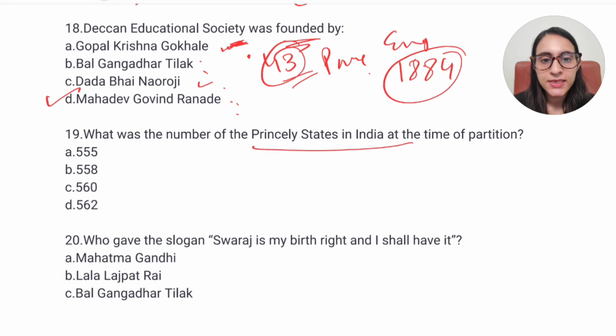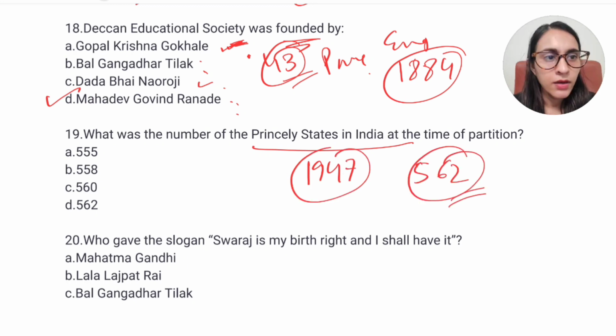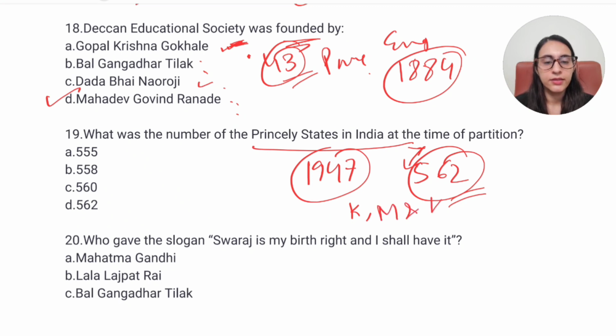What was the number of princely states in India at the time of partition? So at the time of partition in 1947, there were 562 princely states. These states are also known as the native states. They existed in India and were not fully and formally part of British India. After independence, they were given a choice either to join India or to join Pakistan.